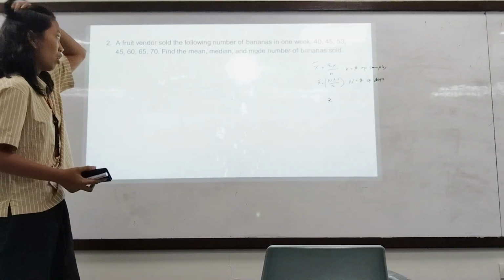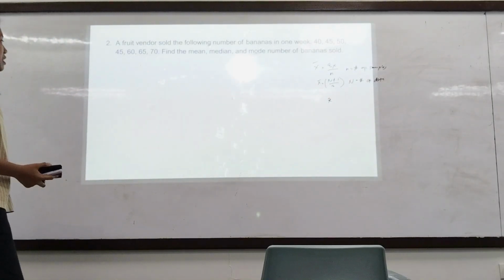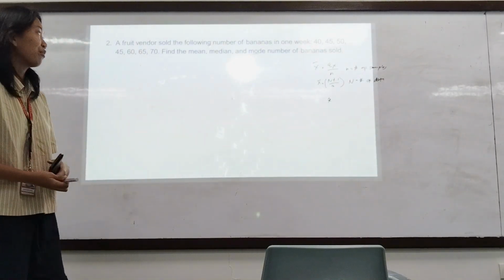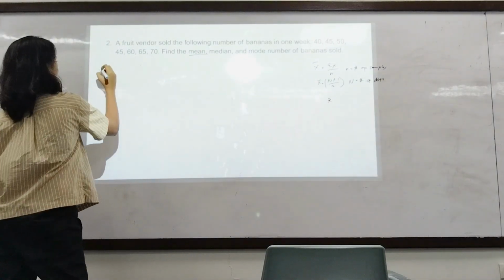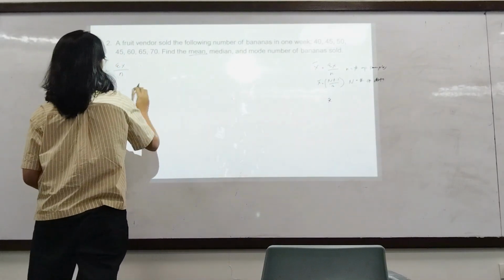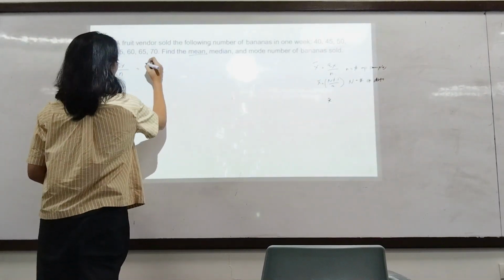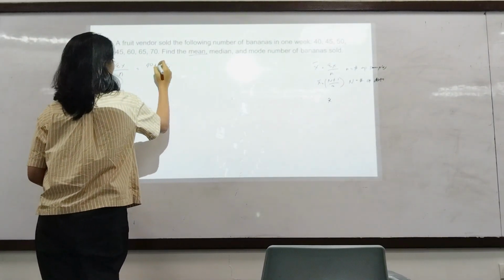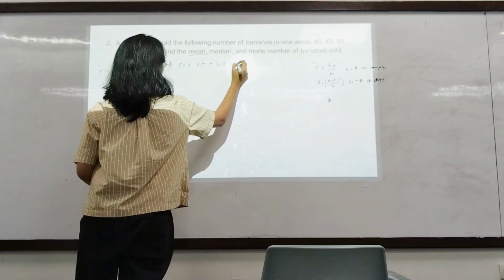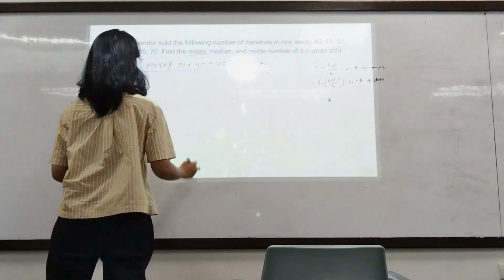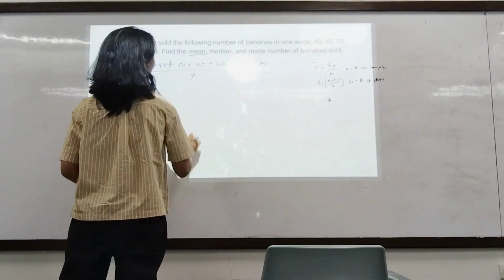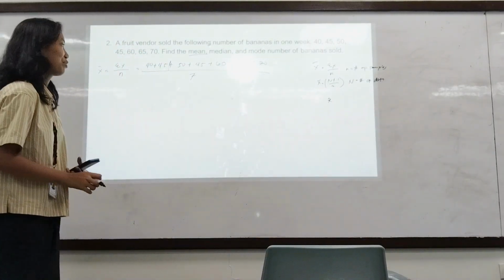Number of bananas sold in 1 week: 40, 45, 50, 45, 60, 65, 70. Find the mean, the median, and the mode number of bananas sold. Again, we're gonna do the same. We're gonna first find the mean. The formula of mean is x bar equal to summation of x over n. Then you substitute the given: 40, 45, 50, 45, 60 plus 65 plus 70, over the number of samples. So 1, 2, 3, 4, 5, 6, 7. There are 7 samples in total.